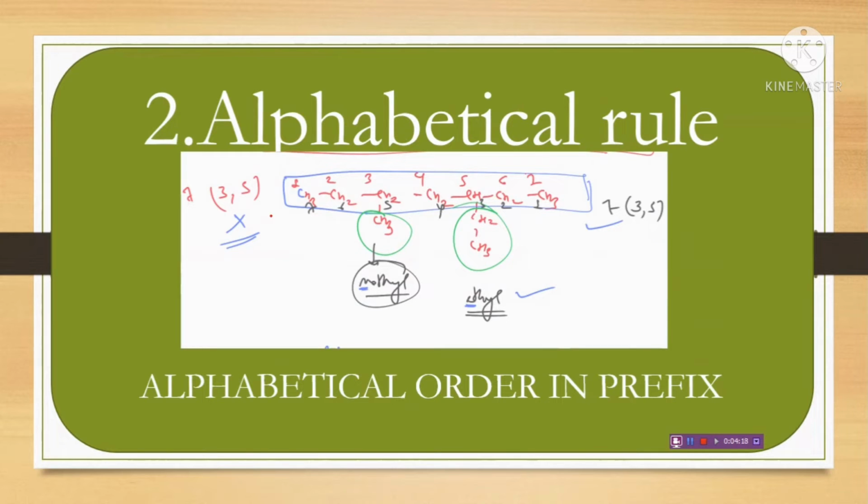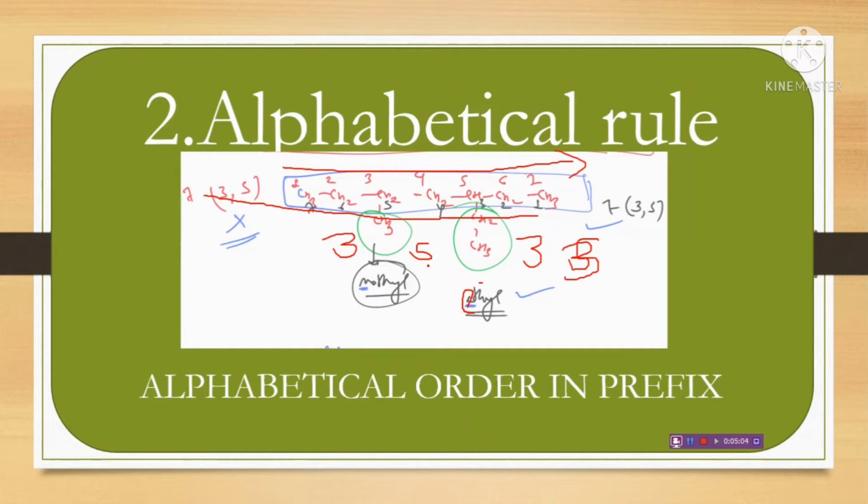In the alphabetical rule, we put the secondary prefix of the locant first whose first letter comes earlier in the alphabet. For example, here we have one ethyl and one methyl. So we will take ethyl first in the prefix. For example, if we take it from right to left, the locant number for this is 3 and for this it is 5. When we take it from left to right, the locant number for this is 3 and for this it is 5.